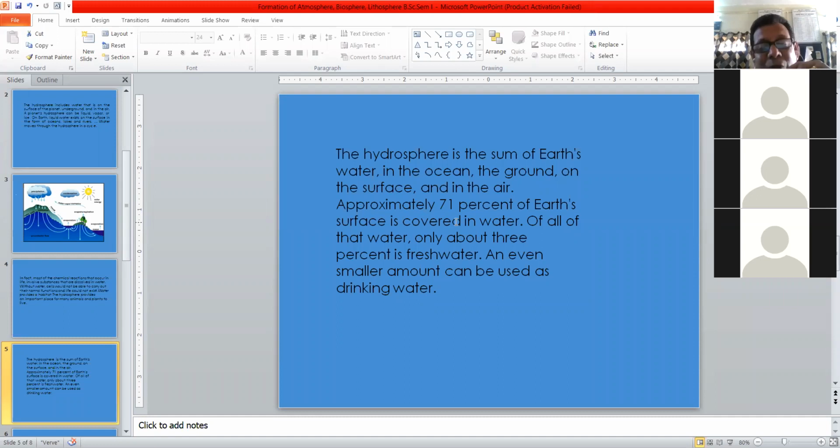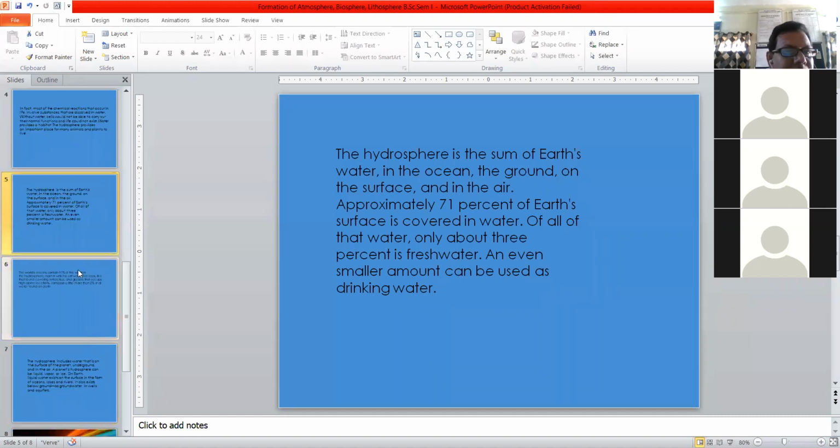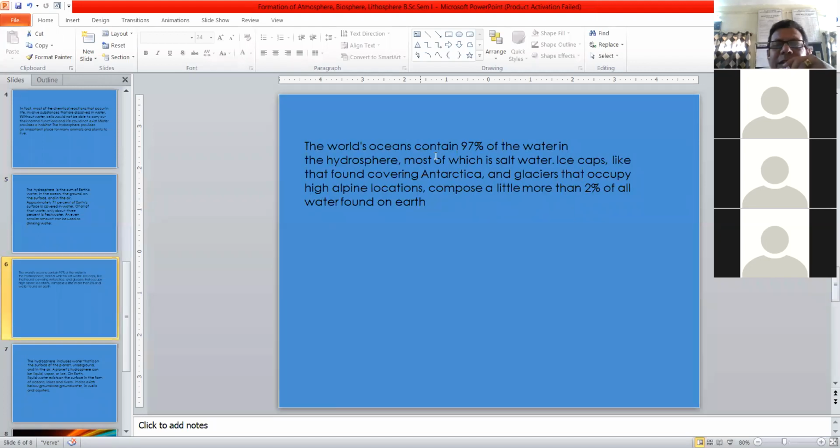Out of that 3% of fresh water, some amount is for the purpose of drinking water for animals. Next, the world ocean contains 97% of the water in the hydrosphere, most of which is salt water. 97% of the water is occupied in the bodies of the oceans, and these ocean waters are salt water or saline water.